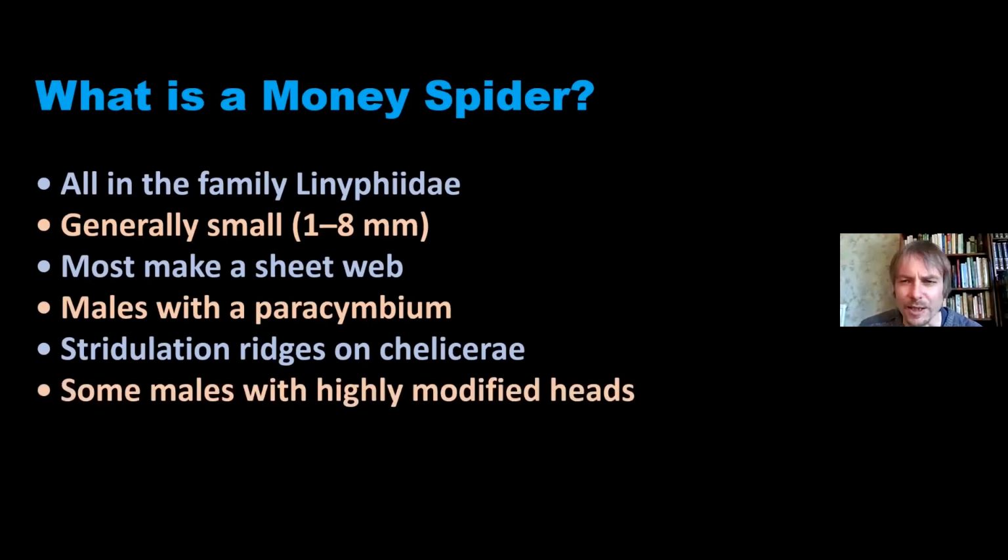And the nice thing about a lot of money spiders is some of the males have these highly modified head structures, which are really bizarre and funky things, really. You look at them down a microscope and you just can't imagine why that's the case. And I've got some good pictures of these later on, and I'll explore why they have some of these modifications.